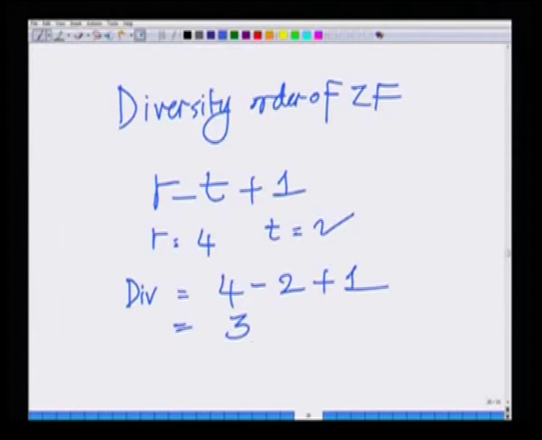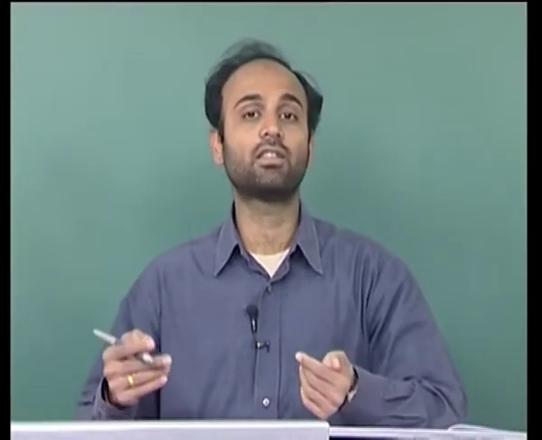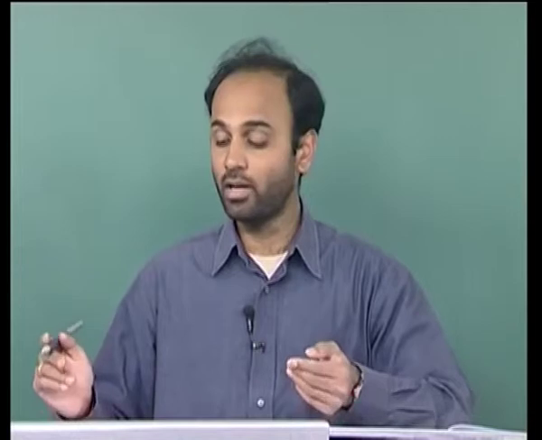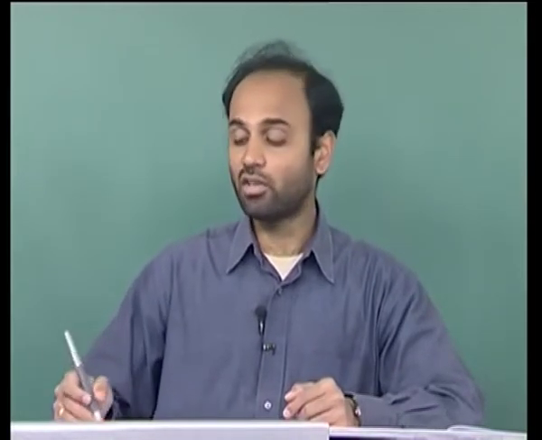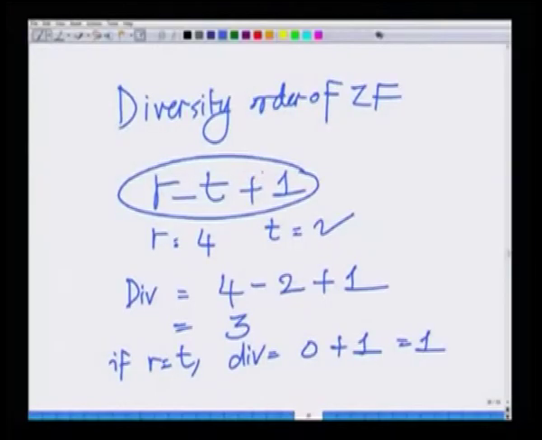In fact, if R equals T, the diversity equals R minus T, which is 0, plus 1, which is 1. If R equals T, there is only first order diversity, which is the diversity of a Rayleigh flat fading channel. So the diversity order of this zero forcing receiver is in fact very poor, and the reason for that is as follows: it results in what is known as noise amplification.